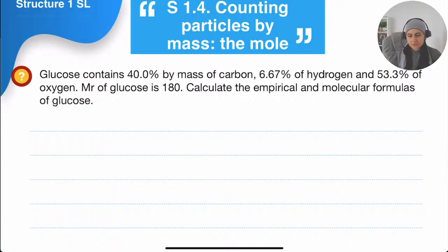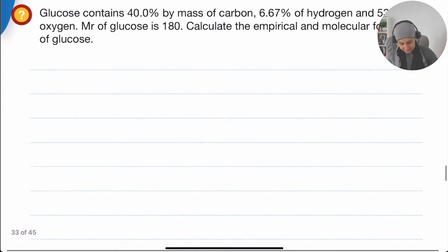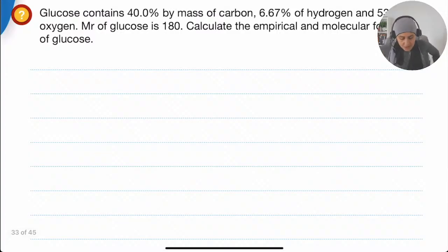Next, let's talk about how to find the empirical formula of compounds based on the percentage composition and relative molecular mass. So glucose contains 40% by mass of carbon, 6.67% hydrogen, 53.3% oxygen. Molar mass of glucose is 180. Calculate the empirical and molecular formulas. Well, let's do that. So what do we do here? We assume that we have 100 grams of the compound, which means that we would have 40 grams of carbon, 6.67 grams of hydrogen, and 53.3 grams of oxygen.